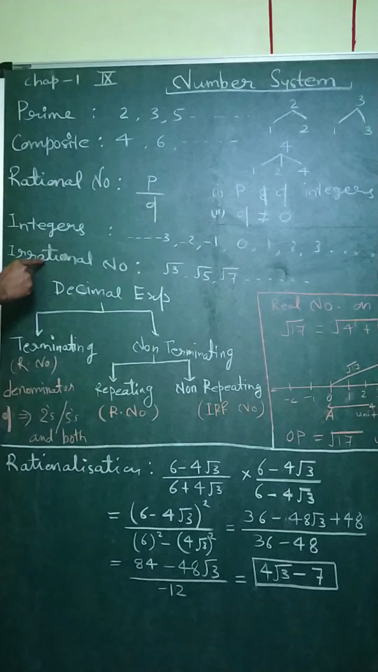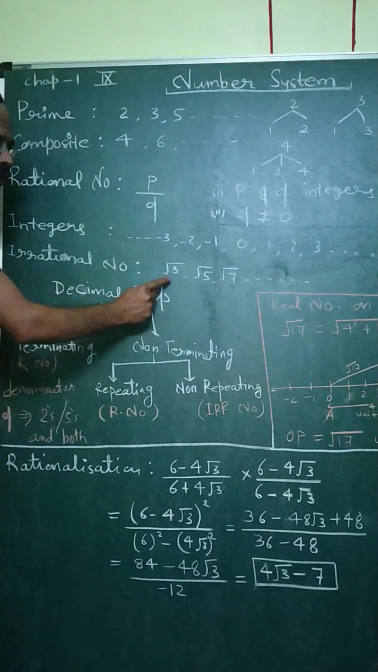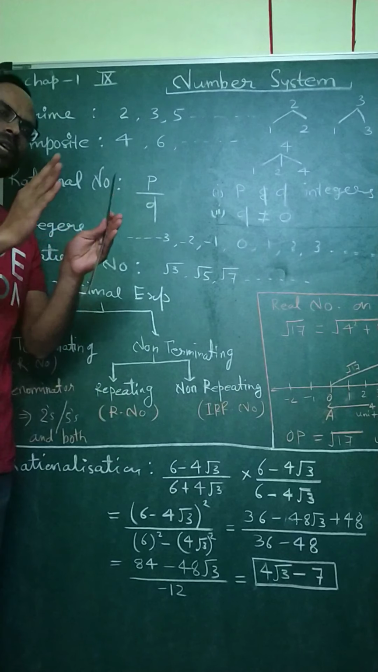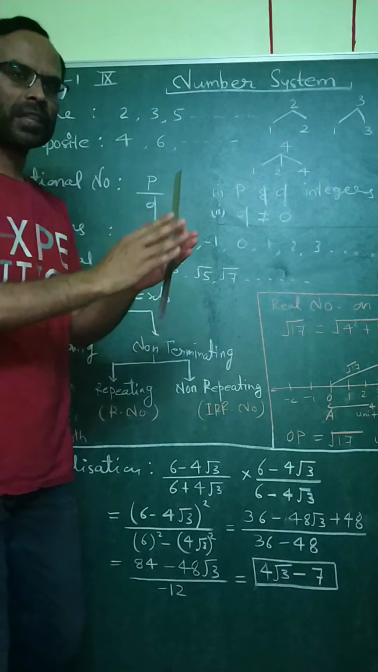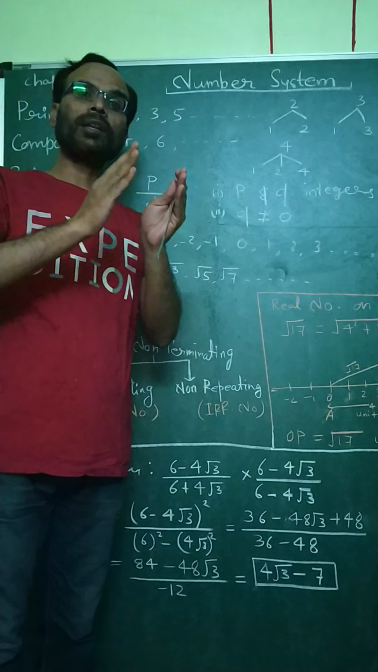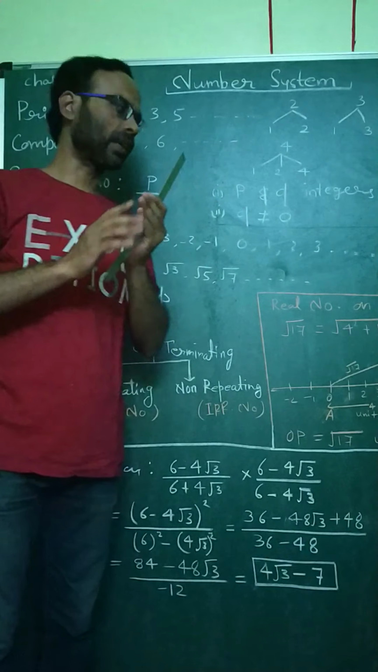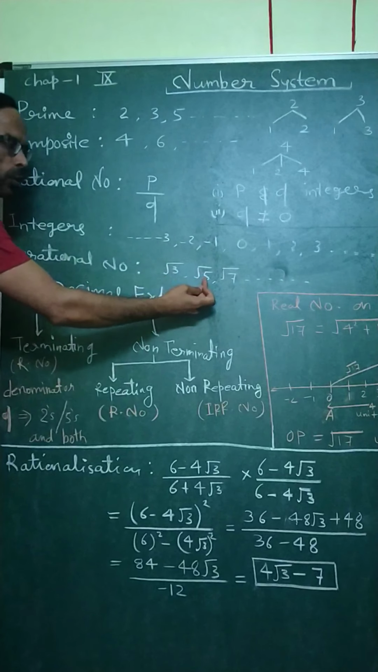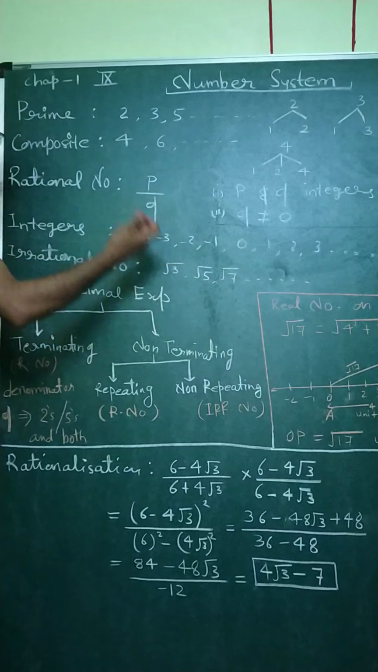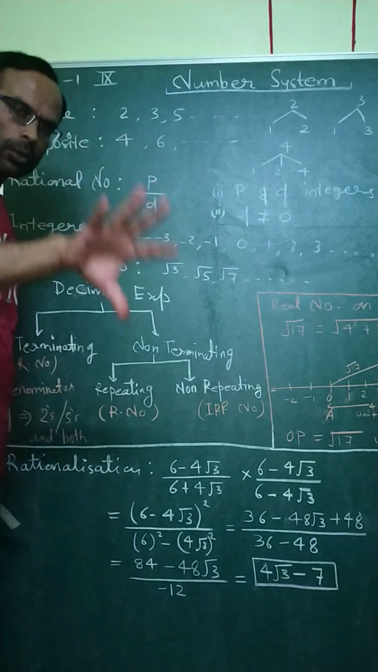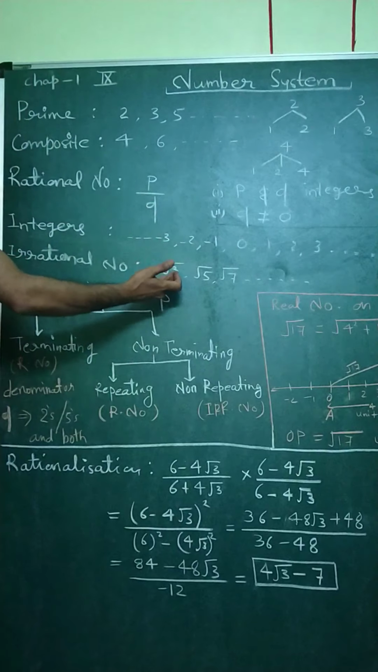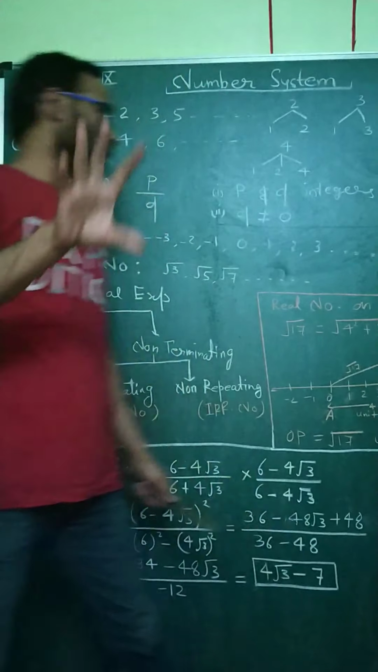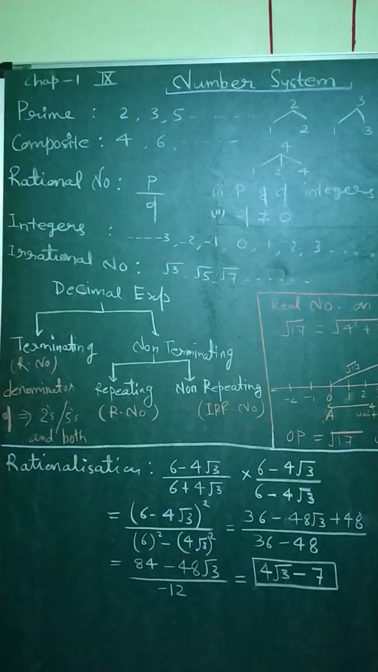Next number, irrational number. Irrational numbers are those numbers whose decimal representation will be non-terminating, non-repeating. In simple words, you can understand that root 3, root 5, root 7 are numbers which are not a perfect square, so their roots will not come in a perfect number. So these are not rational numbers, and are called irrational numbers.